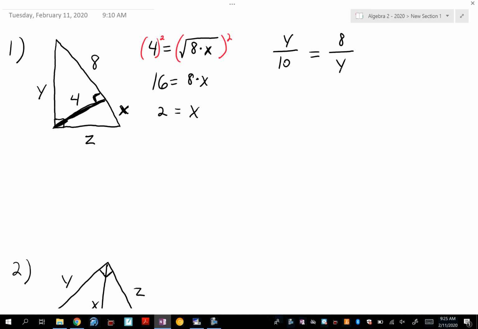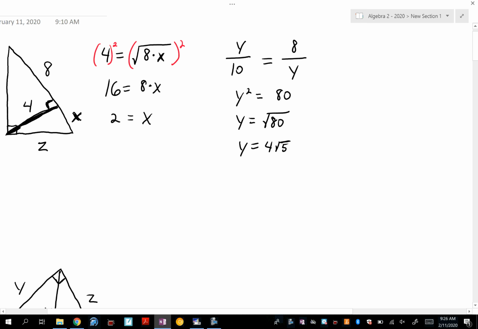So if you do cross products, y times y is y squared, and 8 times 10 is 80. So y equals the square root of 80. All right, so if you want to simplify that, in that 80, let's see, what's the highest one? I think it's just going to be 16. So the square root of 80 is going to be 4 times the square root of 5. All right, so that's y.